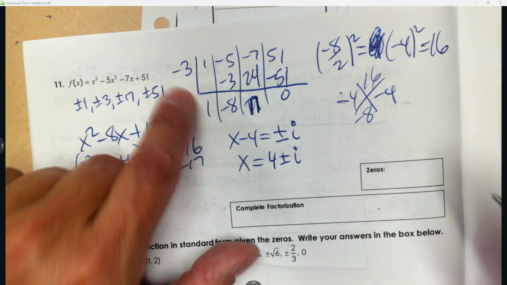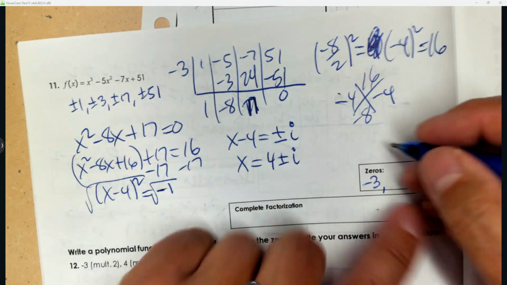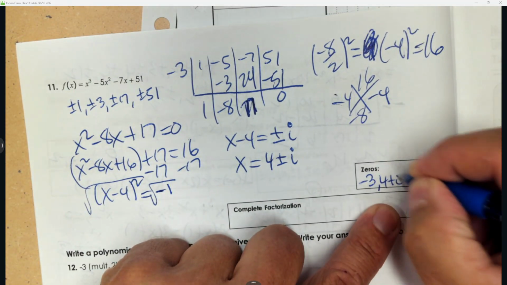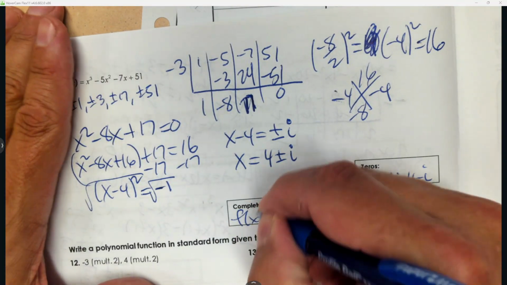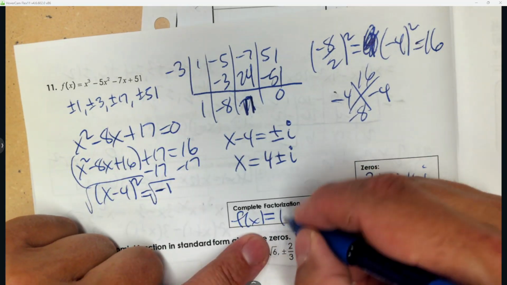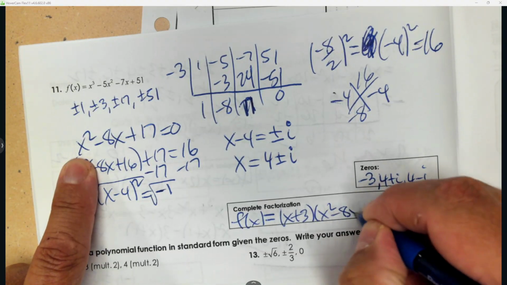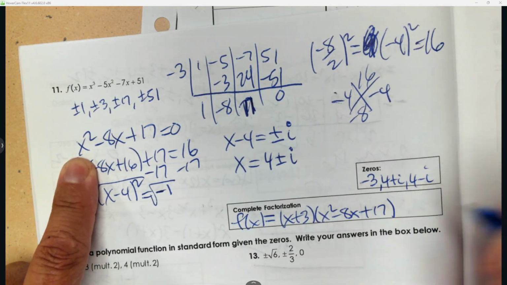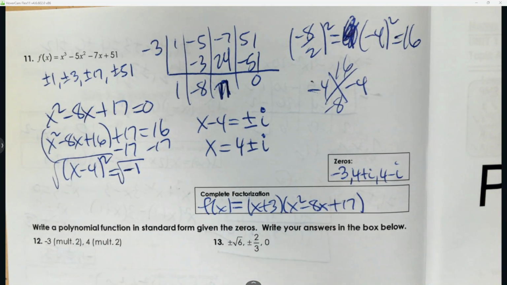So my first 0 I found, which is rational, is negative 3. And then 2 more were 4 plus i and 4 subtract i. The factoring then would be, if it's negative 3, it would be x plus 3. And then it's x squared subtract 8x plus 17. That's not factorable anymore, so that's just factored as that equation's going to be.